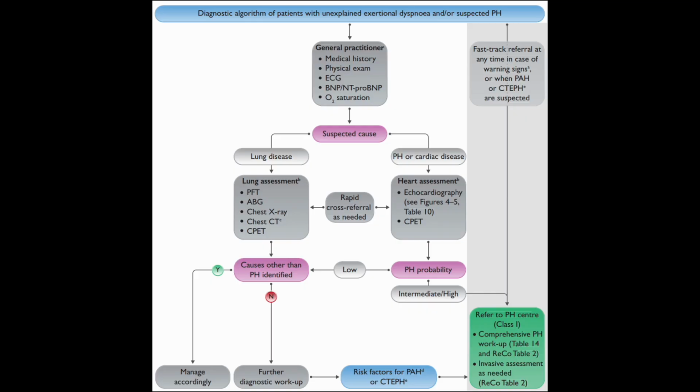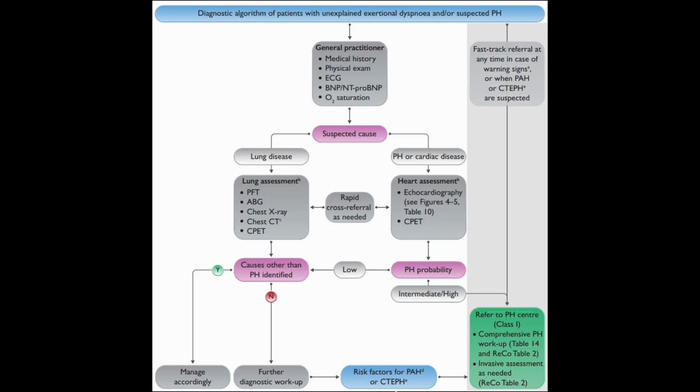So this is the diagnostic algorithm for patients who are presenting with exertional dyspnea and suspected of pulmonary hypertension. So first, take a good history and physical examination, get an ECG done, get your BNP done, and check your saturations. In suspected cases, check for lung disease. These are the tests for lung disease. If you find the cause, then treat them accordingly. If not, then you need to do further workup.